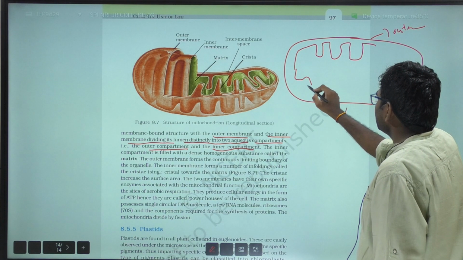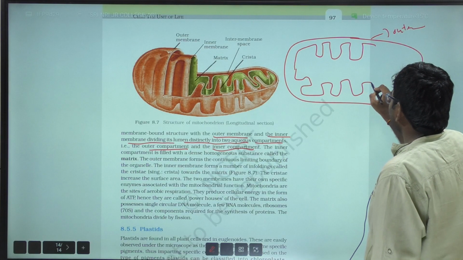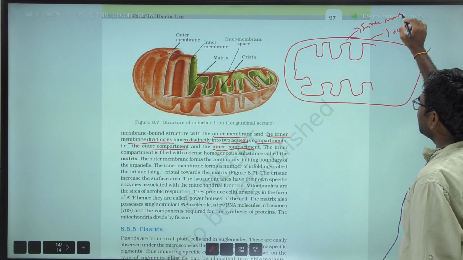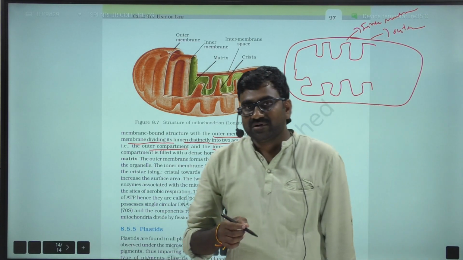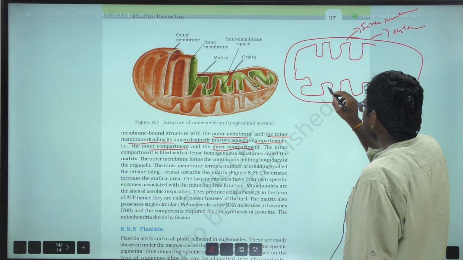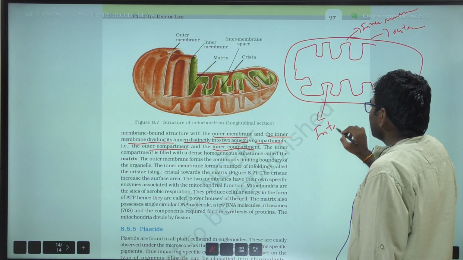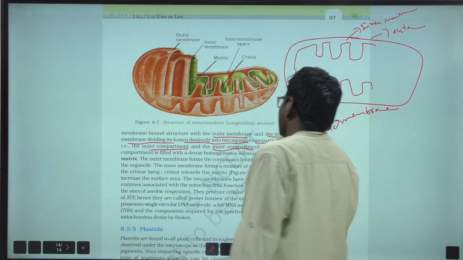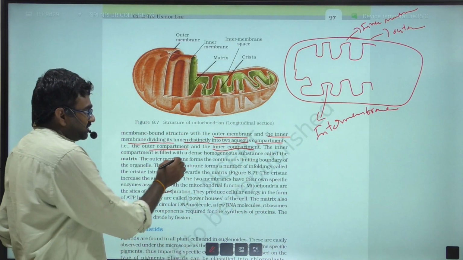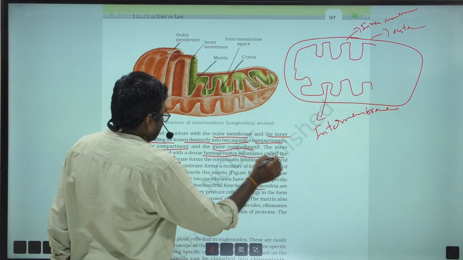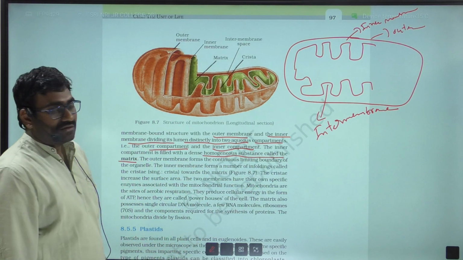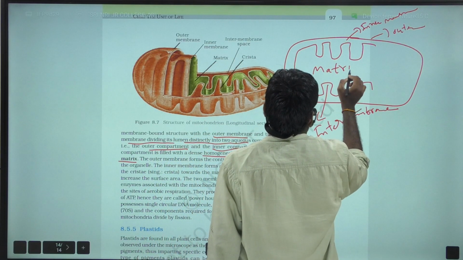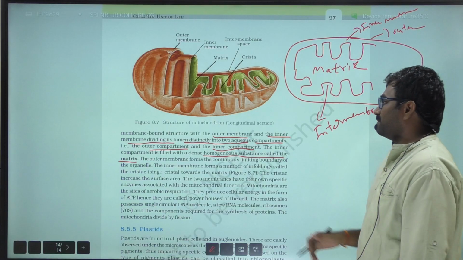This inner membrane has many infoldings. These infoldings are termed the crista. Along with the inner membrane, there is also an intermembrane space. The inner compartment is filled with a dense homogeneous substance called the matrix. So this is the matrix.